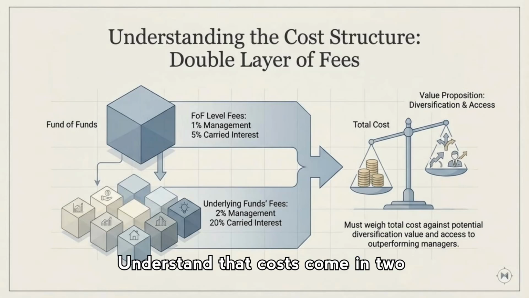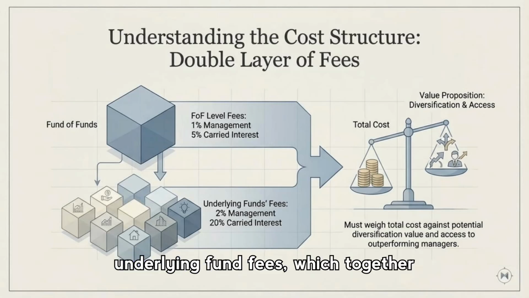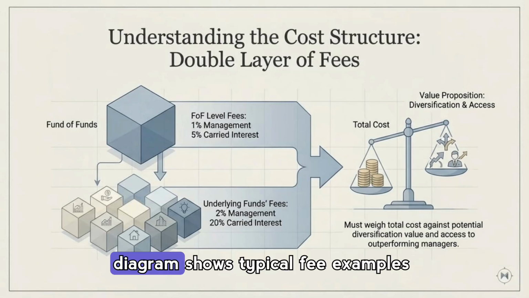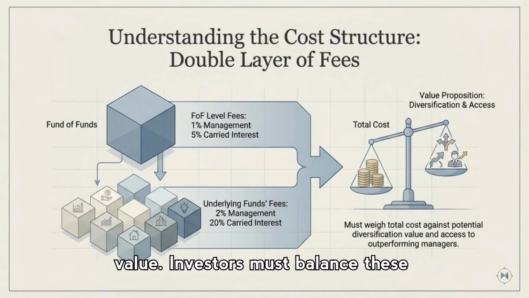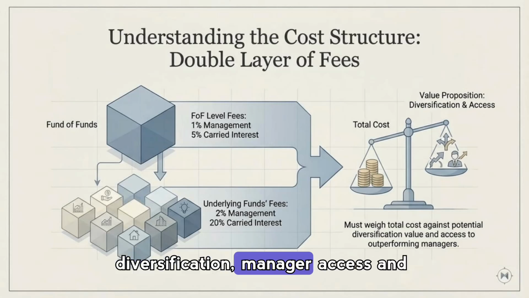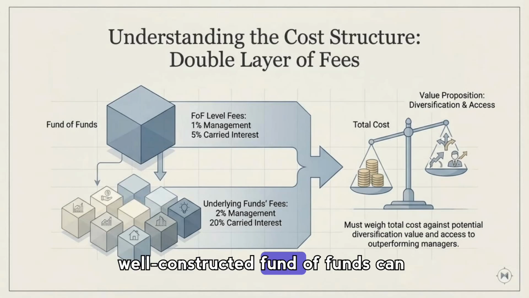Understand that costs come in two layers: FOF-level fees and underlying fund fees, which together determine total investor costs. The diagram shows typical fee examples and a scale weighing cost versus value. Investors must balance these layered fees against the diversification, manager access, and potential outperformance a well-constructed fund of funds can provide.